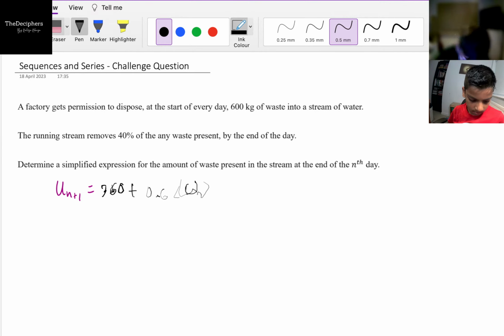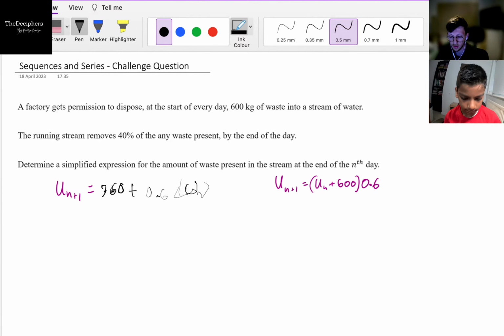So just to make clear what you did there, you did u n plus 1 is the amount that was in the nth day, u n plus 600. That's how much has been added at the start of the day, but by the end of the day, 40% is taken out. So you're timing that by 0.6. Okay, so that gives you 360 plus 0.6 u n. Okay, so that's our recurrence relation.